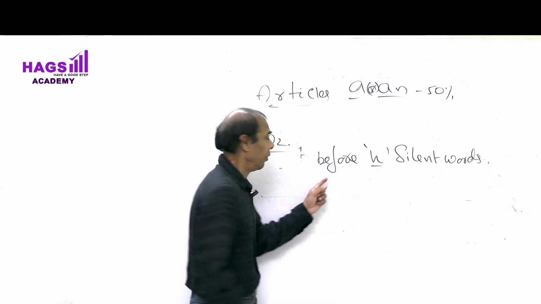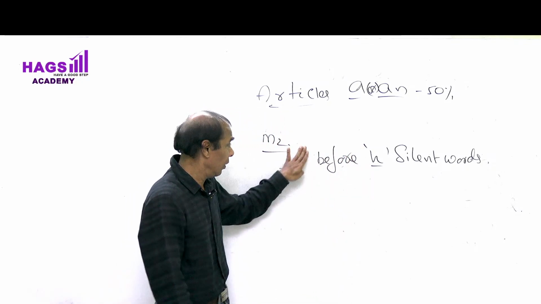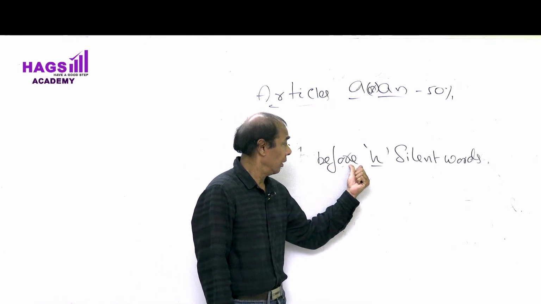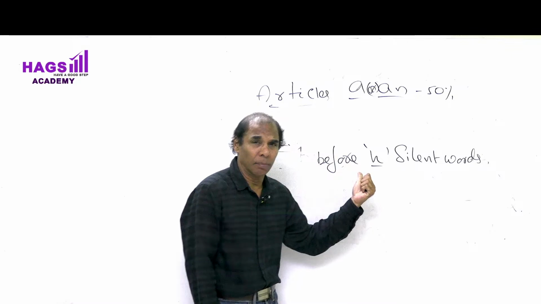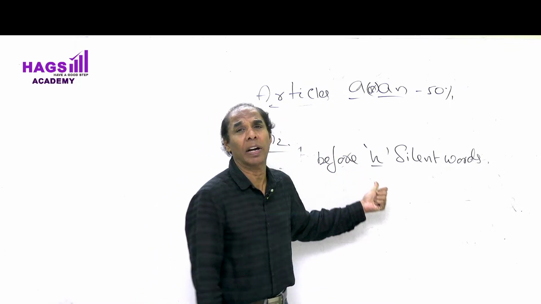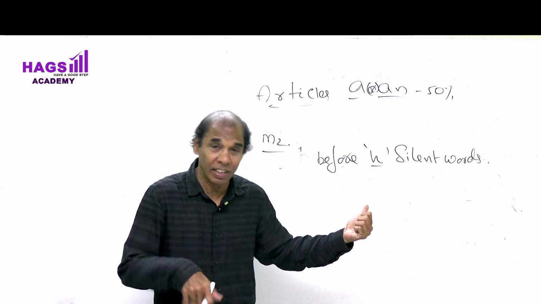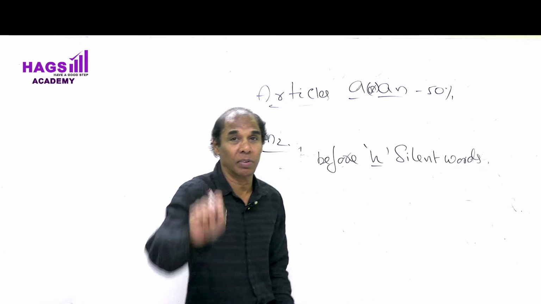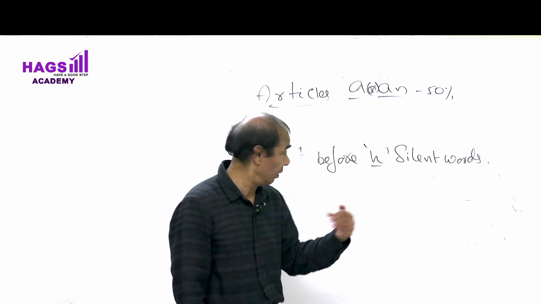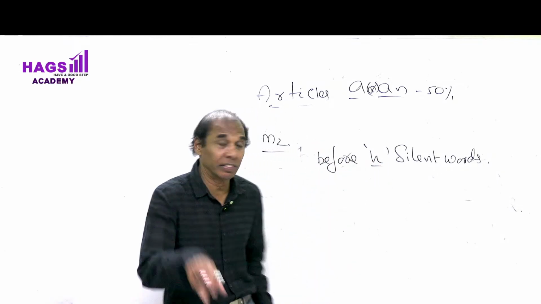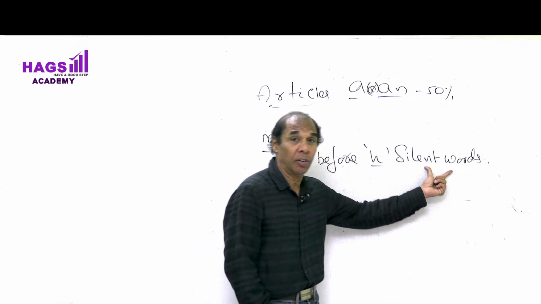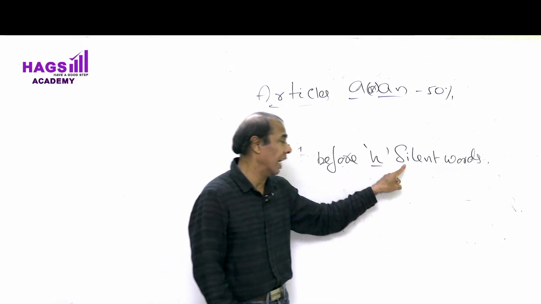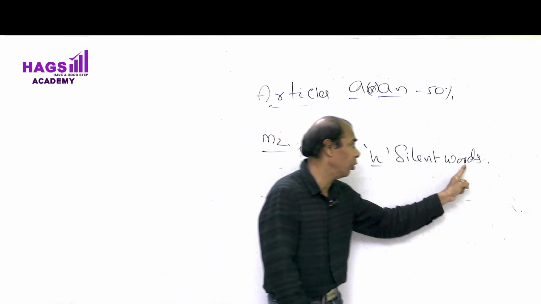B-E-F-O-R-E. If you are getting confused by my writing, observe: B-E-F-O-R-E. This is the reason, because I am a bit poor in my writing. I know what my weakness is and what my strength is. My writing is just like a doctor's prescription, so you get confused in understanding it. This is why I read every word with its spelling in the class. See, B-E-F-O-R-E, before H silent, S-I-L-E-N-T, silent, W-O-R-D-S.